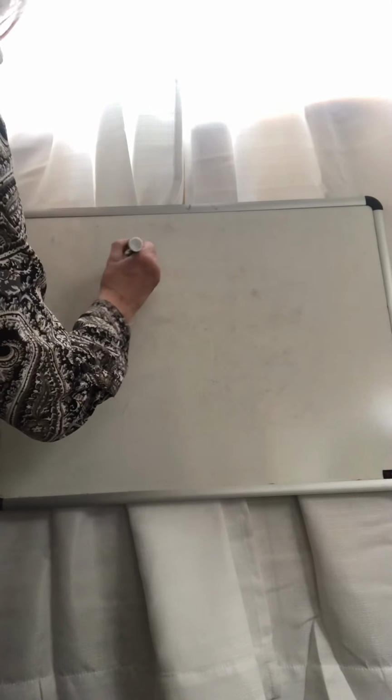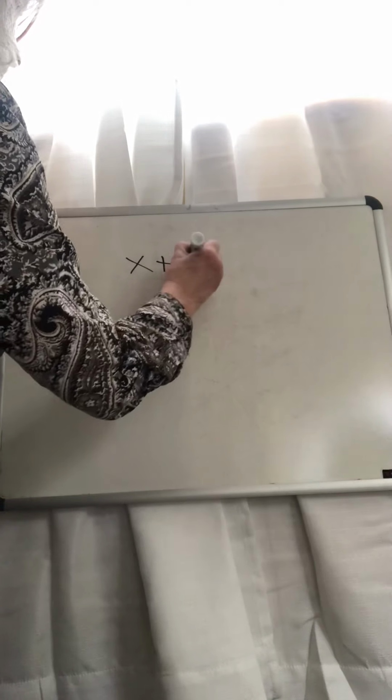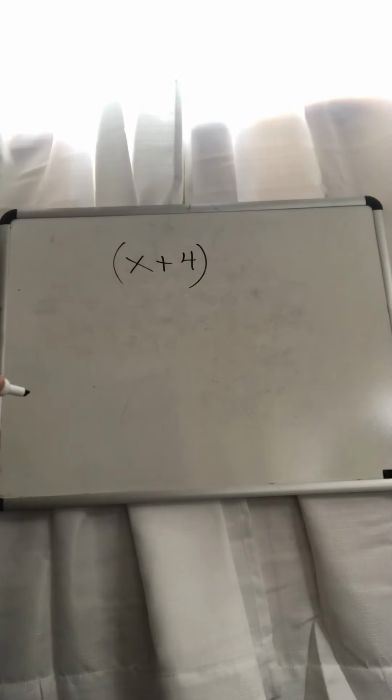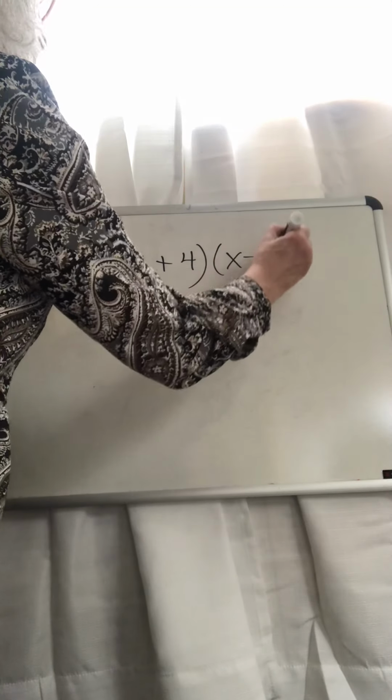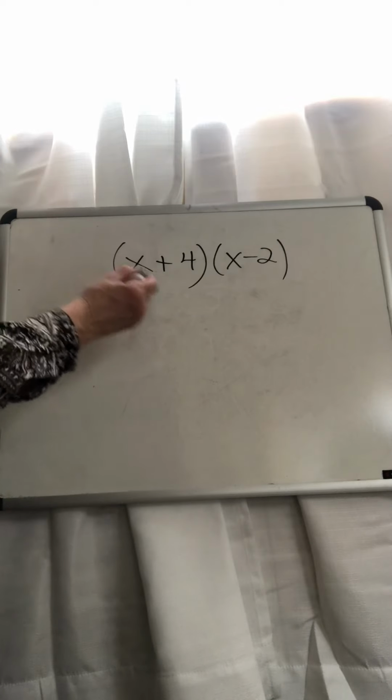So remember, a binomial has 2 terms. And so for number 12, we've got x plus 4 times x minus 2. Now, if you have done this before, maybe in high school, you may have called it foiling. And when they say foiling, they're saying you multiply the first terms, and then the outside terms, then the inside terms, and then the last terms, if you remember that.